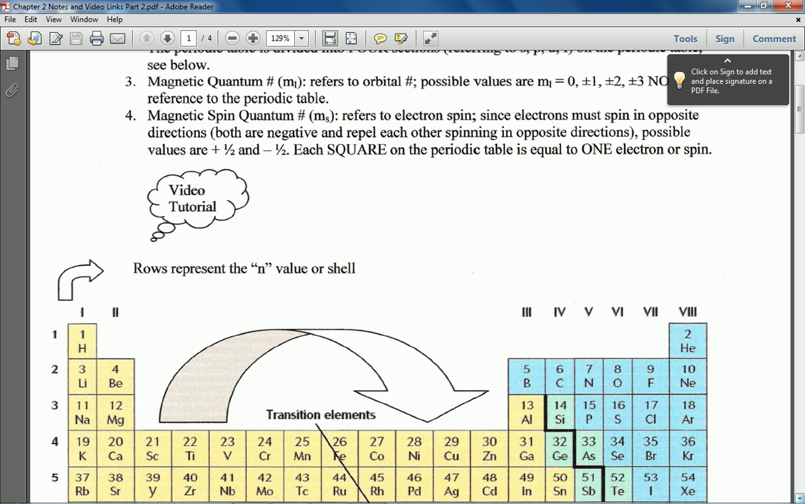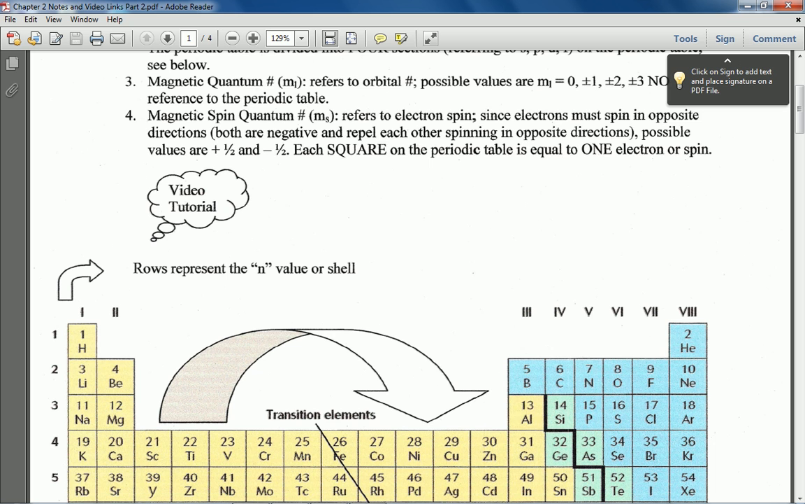So let's move on to number 4, which is the magnetic spin quantum number, m sub s. This refers to electron spin, and as you know, electrons are negatively charged and they're in pairs. So what this means is that electrons tend to be in pairs, and each orbital, which we represent as a box, as you'll see in just a little bit, is going to contain a maximum of 2 electrons, a pair of electrons. And because both of these happen to be negative, of course, because electrons are negative, they will repel each other. And how they repel each other is by spinning away from one another.